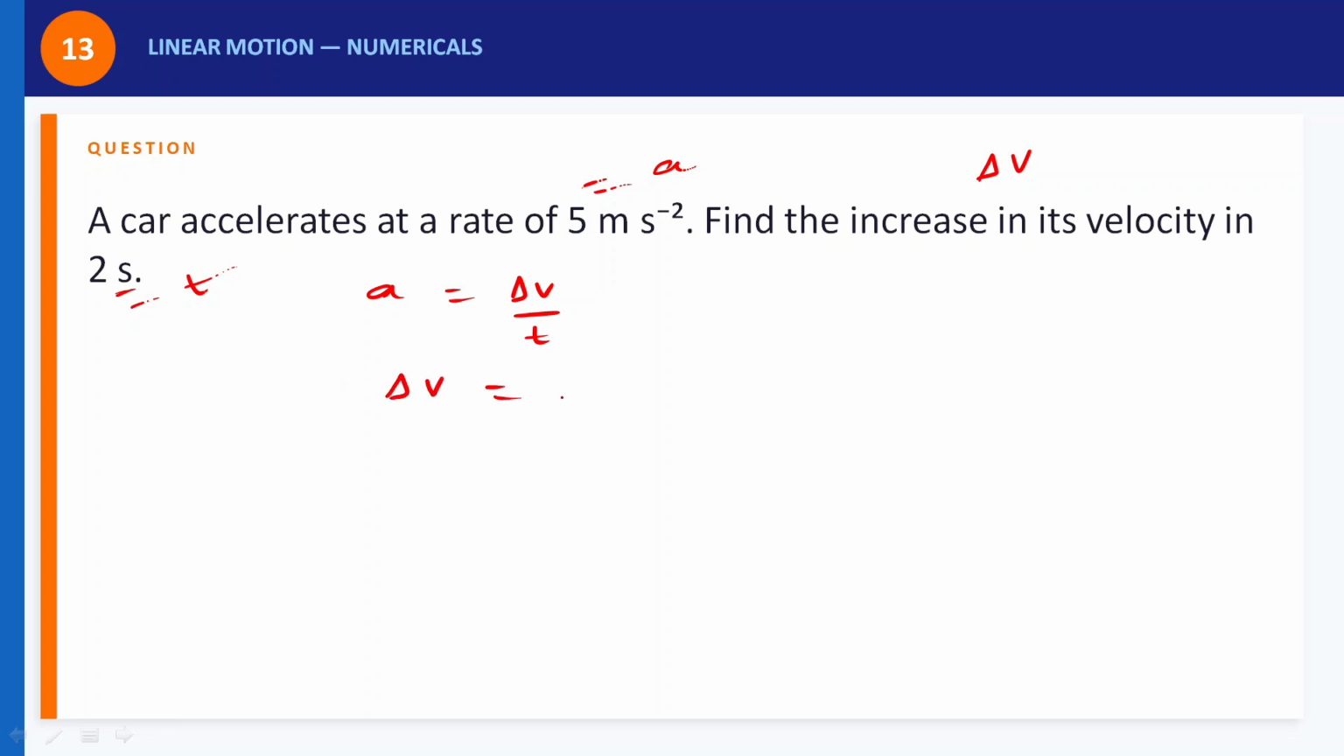Delta v equals a into t, where a is 5 and time is 2, so 5 twos are 10, 10 meter per second. So this is the increase in velocity. Velocity increases by 10 meter per second.